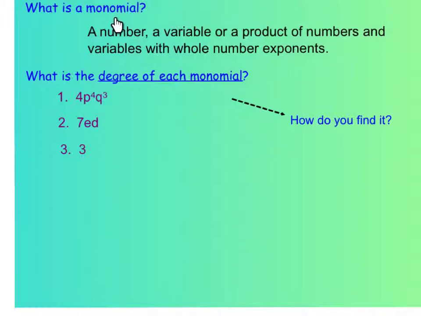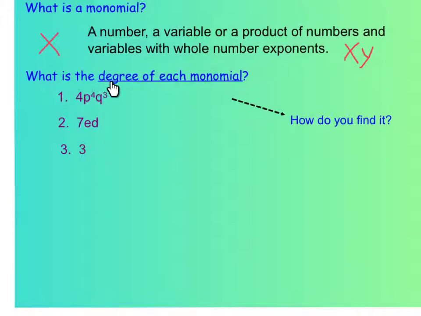A monomial, mono meaning one, is a number and a variable or the product of a number and a variable with whole number exponents. So here's what we mean. So this is a monomial. It's just a number. This is a monomial because it's a product of a number and variables. You could also, if you want, x, that's a monomial, and x times y is a monomial. And you can have exponents as long as they're whole numbers.